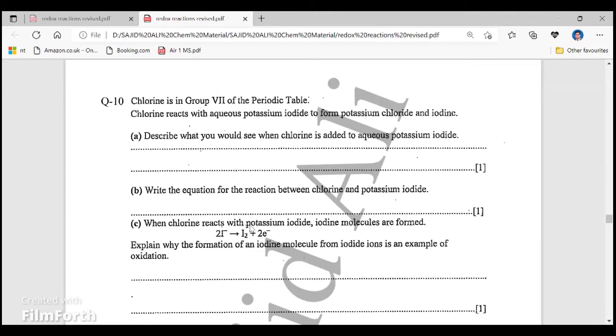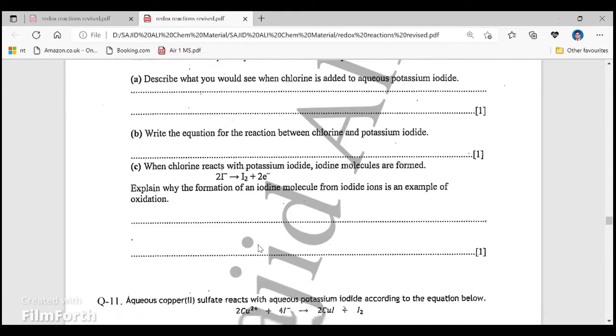When chlorine reacts with potassium iodide, iodine molecules are formed. Here, I2 molecules are formed from iodide ions with the loss of electrons. So iodide ions are being oxidized. Explain why the formation of an iodine molecule from iodide ion is an example of oxidation. 1 mark question, Mariam.